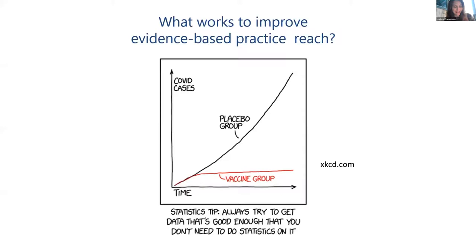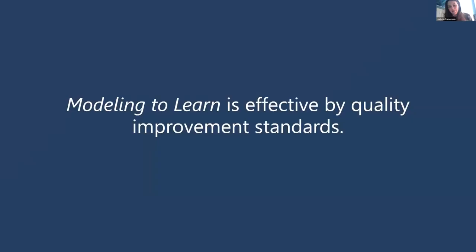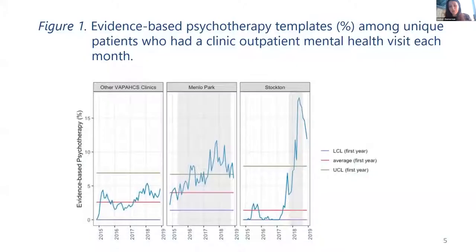Well, I'm not gonna bury our lead. I wanna kind of start with what we've been doing for the last 6 years and show some things in a static way in the deck and then show things in an interactive way at the end. And I know we're running about 10 minutes late, so I'll try to keep a good clip here to cover this work. So first of all, these resources, Modeling to Learn, are effective by quality improvement standards. What do I mean?